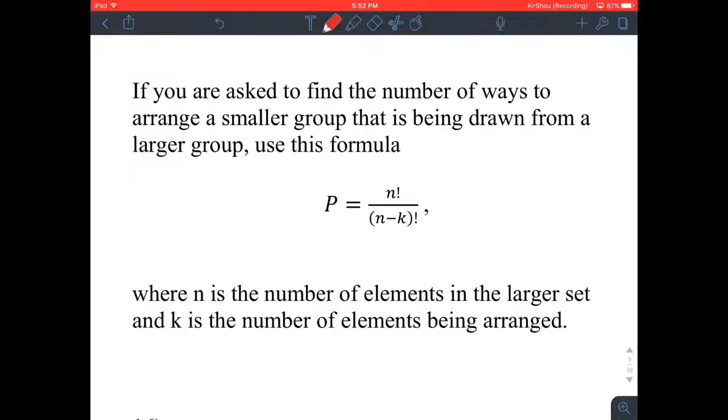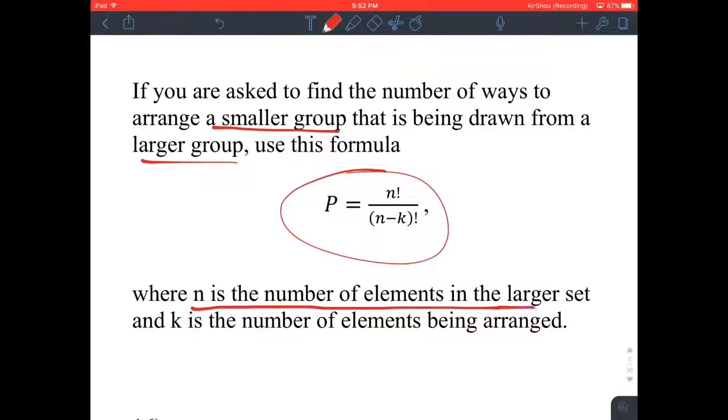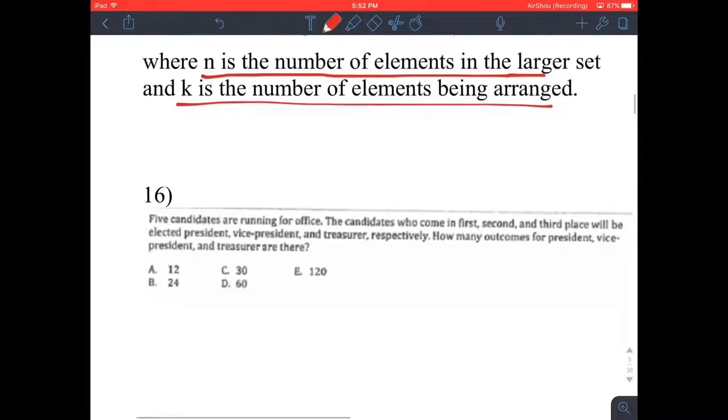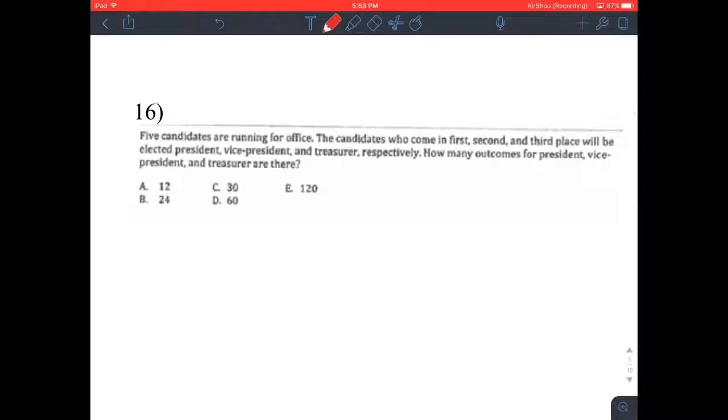So this is what I was trying to talk about earlier. I got ahead of myself. This is when you're asked to find the number of ways you can arrange a smaller group from a larger group. In the previous problems, our group was 5 and we were arranging all 5 people. In this situation, you might be given 5 people, but you're only supposed to arrange 3 of them at random. So here's the formula, where n is the elements from the larger set and k is the elements from the smaller set. This is not so bad as long as you can determine when you're supposed to use it.